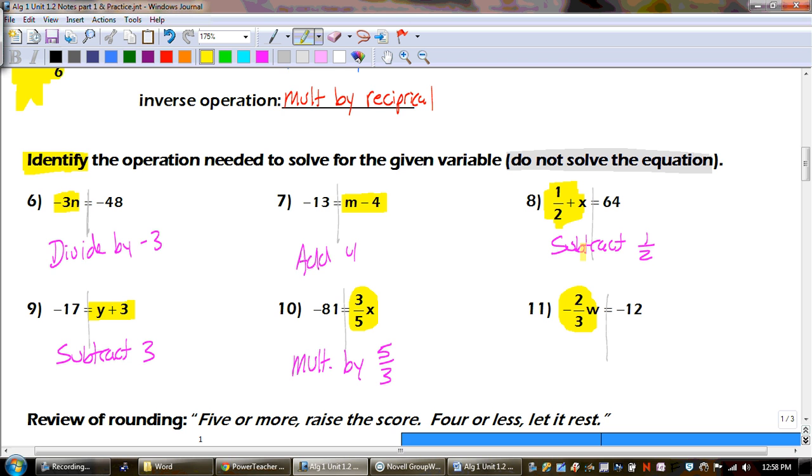What's going on to that W? Okay, well, we do multiply, but what do we multiply by? That's right, we multiply by the reciprocal. Now, the reciprocal isn't 3 over 2, it's a negative 3 over 2. Once again, we don't change the sign when we multiply or divide. If it's a negative, we have to multiply by a negative.